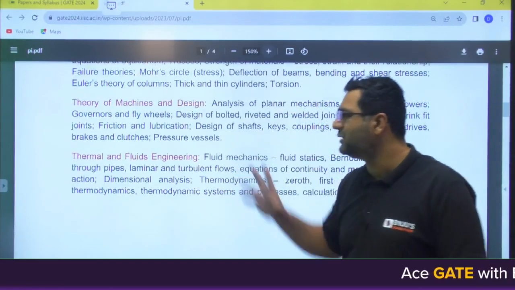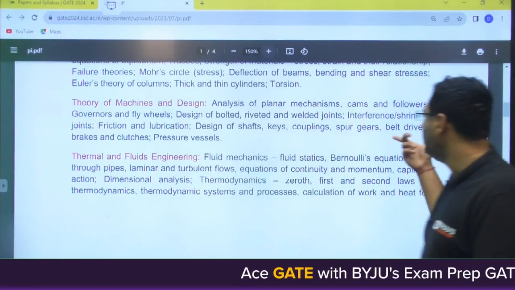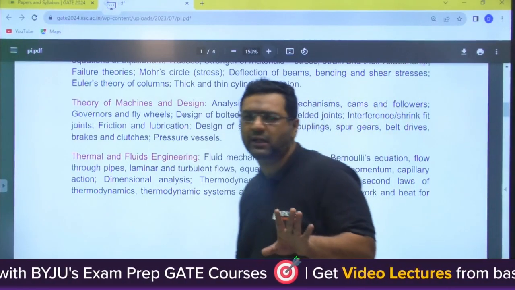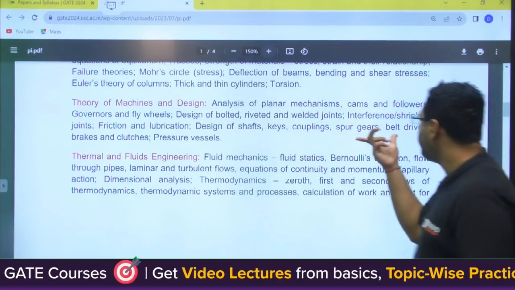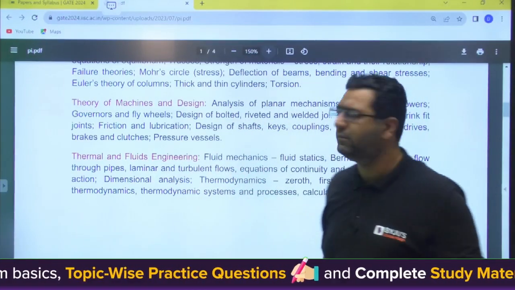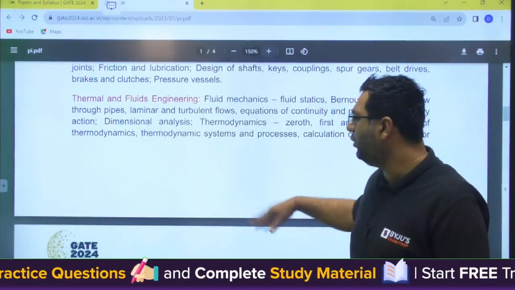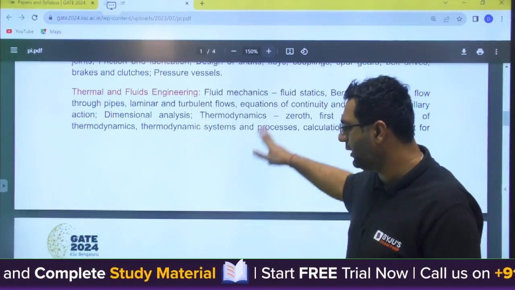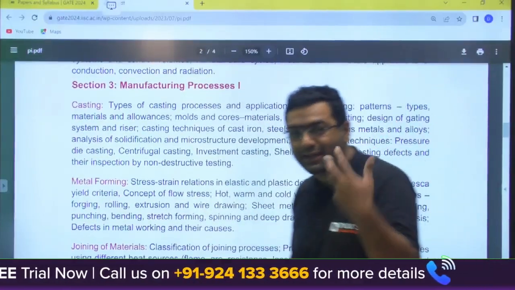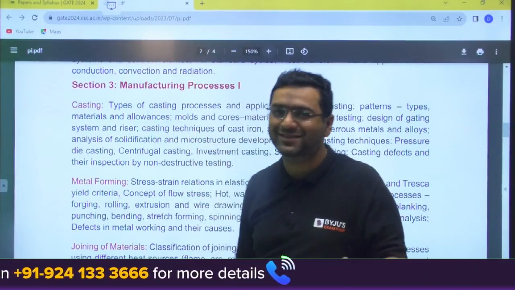Theory of machines is also a subset of the mechanical syllabus. Only the belt drive part, coupling part and keys part are not there in mechanical. So keys, couplings and belt drive you need to study here, which are not there in the mechanical syllabus. The thermal fluid part is a subset once again. Now, my dear, we are talking about manufacturing processes one. The mechanical syllabus of production is a subset of this.